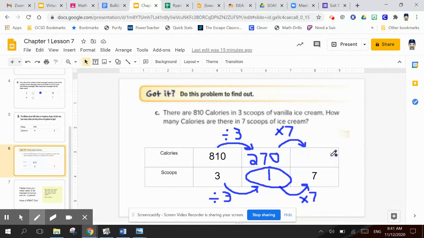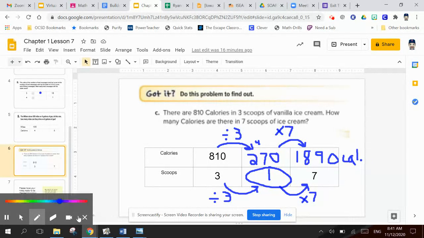7 times 0 is 0. 7 times 7 is 49. Carry the 4. 7 times 2 is 14. Plus 4 is 18. So in 7 scoops of vanilla ice cream, there are 1,890 calories.